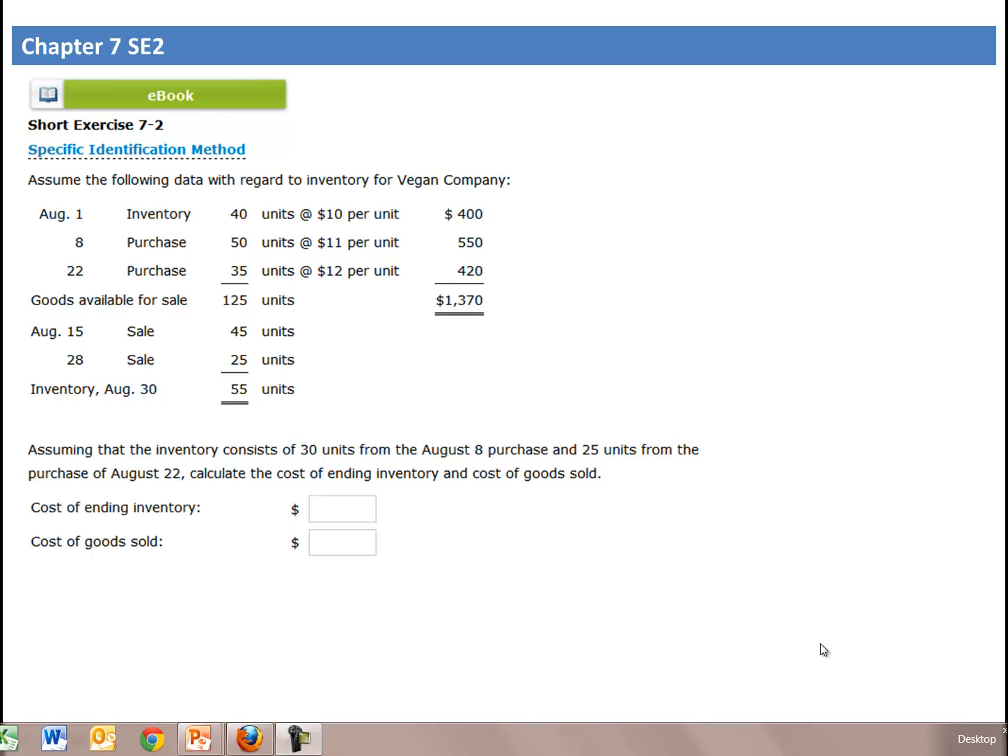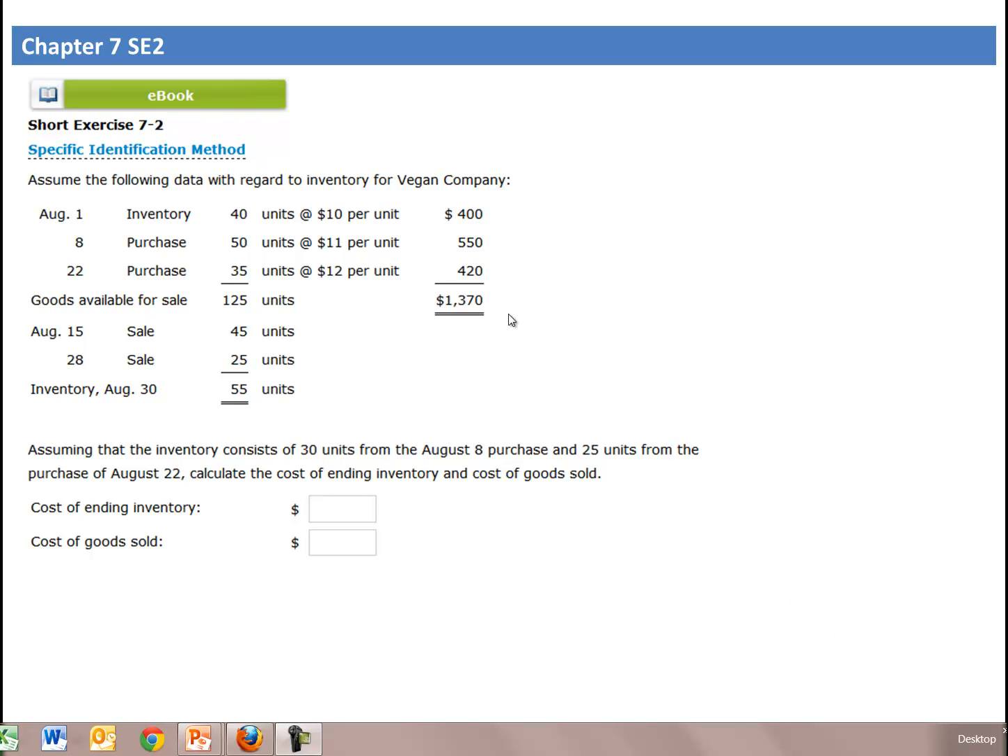And then it also says that we had some sales on August 15th and the 28th, and it tells us how many units we sold. Then it says to assume that the inventory consists of 30 units from the August 8th purchase, and 25 units from the purchase of August 22nd. So here's kind of what's going on.